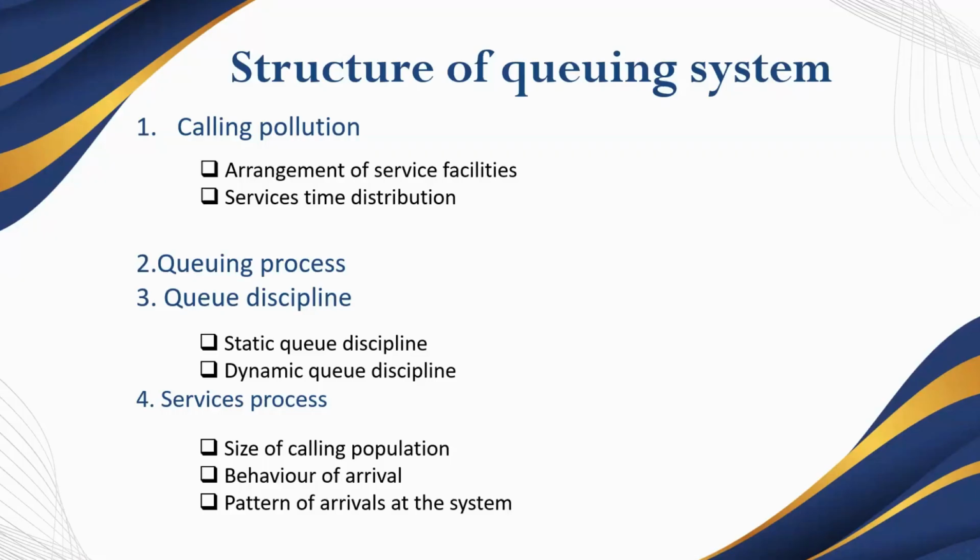Patterns of arrivals at the system. Customers may arrive in batches, such as the arrival of a family at a restaurant, or as individuals, such as the arrival of a train at a platform. These customers may arrive at the service facility either at a scheduled time by prior information or at an unscheduled time without information.